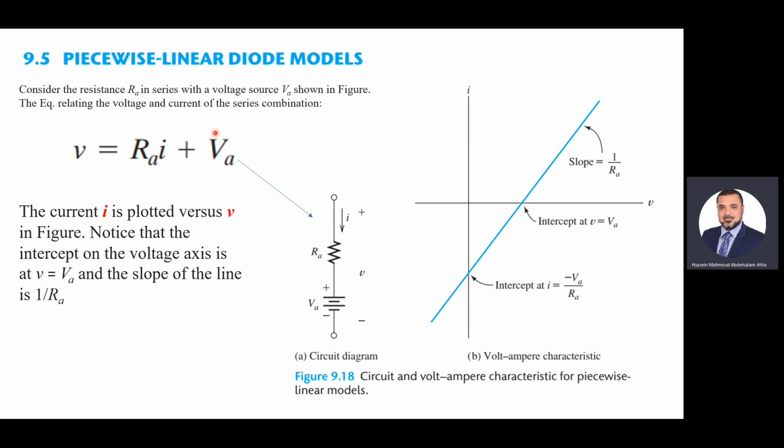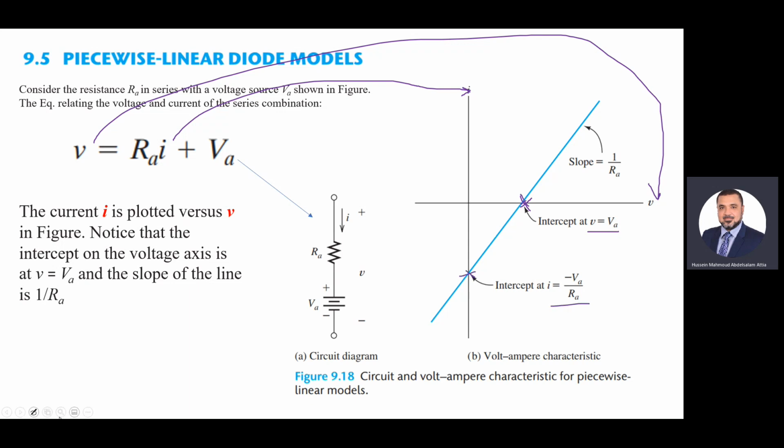If we need to sketch V versus I, I'm going to take V on the x-axis and I on the y-axis. This will be a very simple relation. The intercept at the x-axis will be at V equal to VA. The intercept on the y-axis is at I equal to minus VA over R.